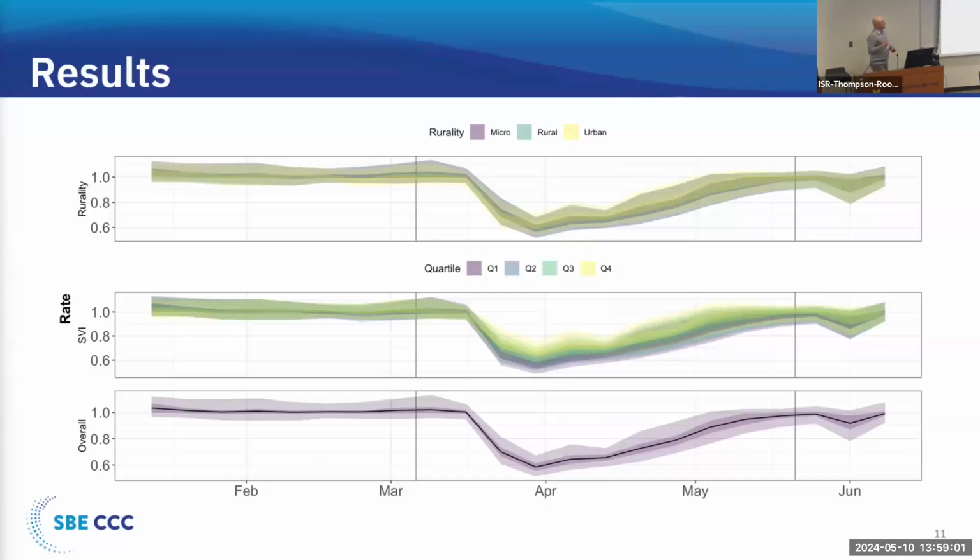Now, if we look at it by rurality, which is the top plot, we actually see just kind of a mix. It's like just all kind of mashed together. The interesting one in this group of plots, I think, is the social vulnerability index. We characterize social vulnerability index at the county level. Lighter colors indicate higher vulnerability. Darker colors are less vulnerable. And what you actually see is that the more vulnerable counties actually had less of a drop.